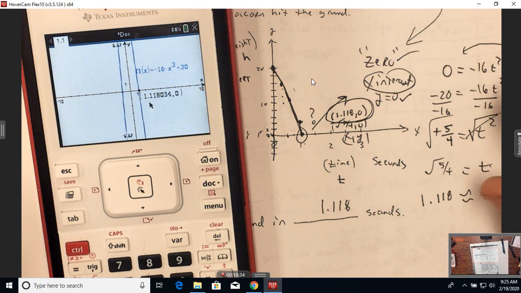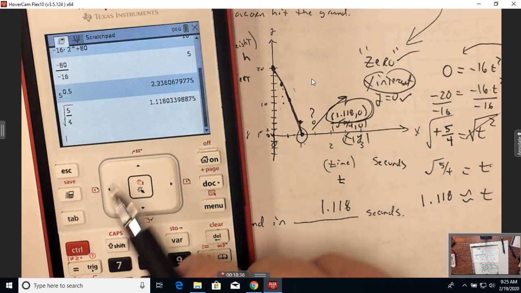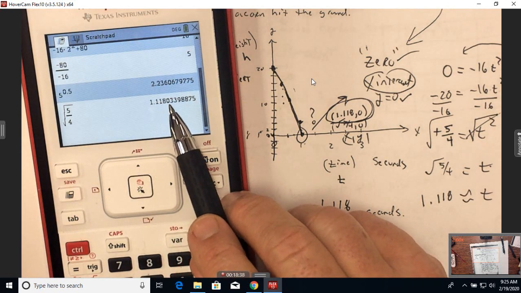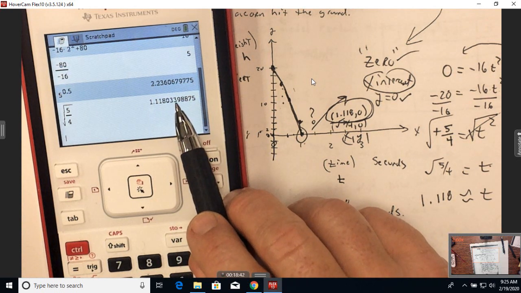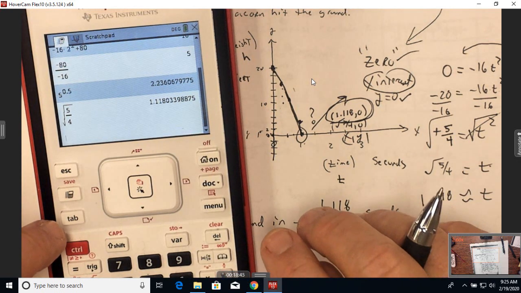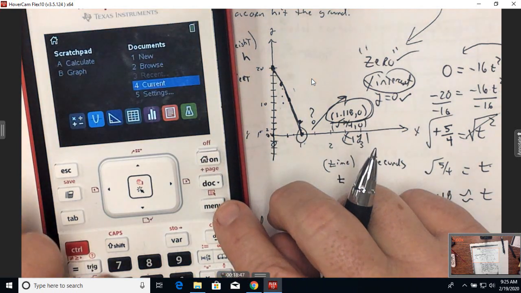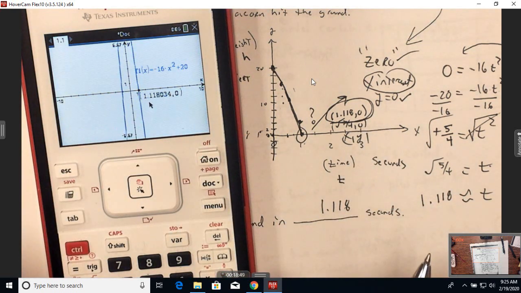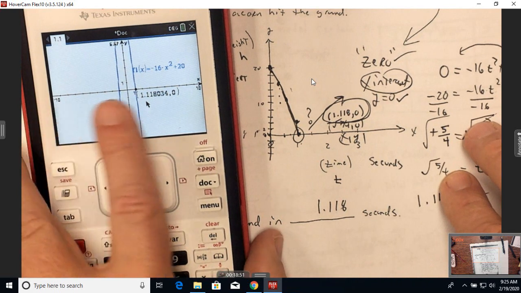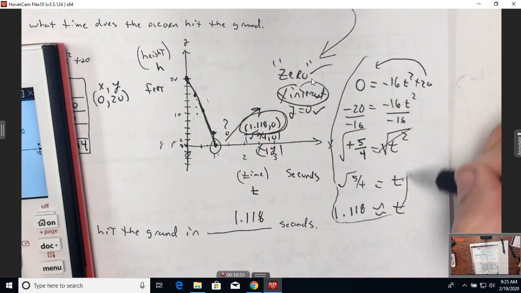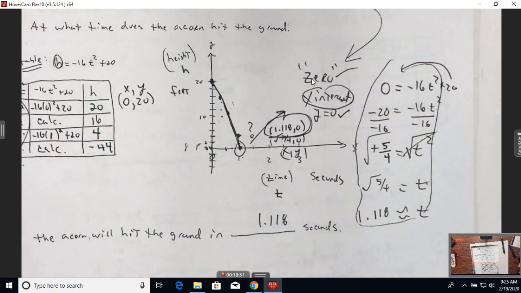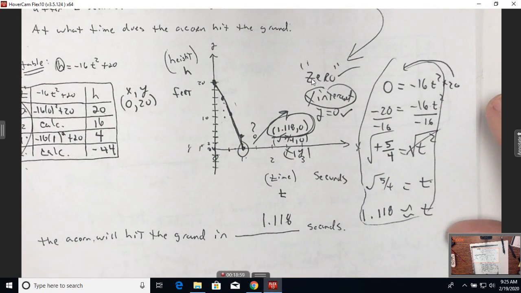1.1180, we had 34 something when we went to the calculator and found the square root of 5 fourths, right? Isn't that really the same thing, except it rounded it to this decimal place? You got it? That's the same thing we got there. So which way is easier, to get your calculator to find it or to calculate it with pencil and paper? What do y'all think? It's up to you. You could have that choice.